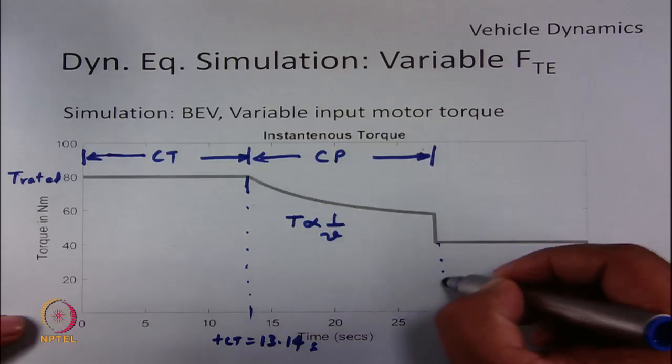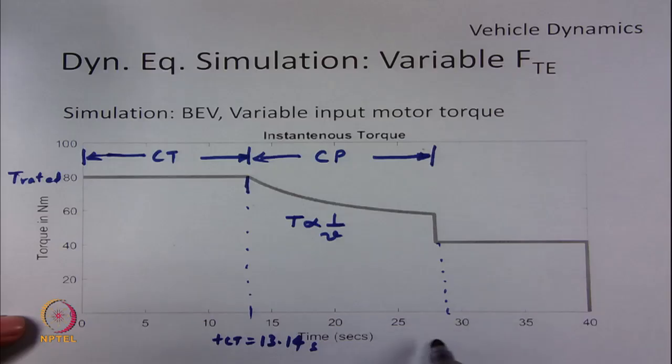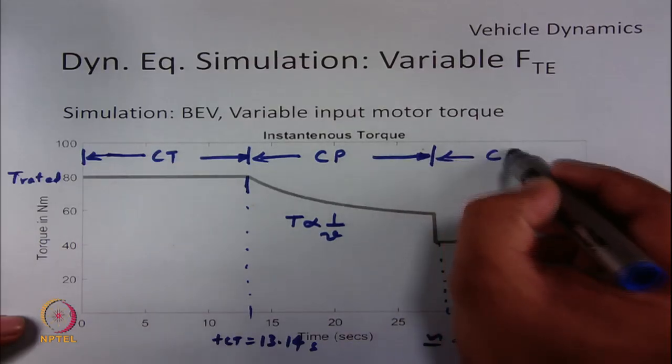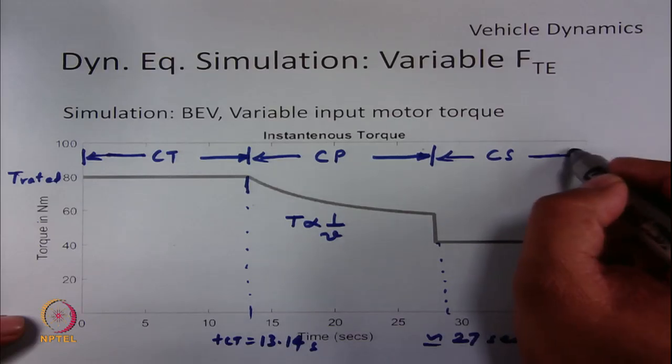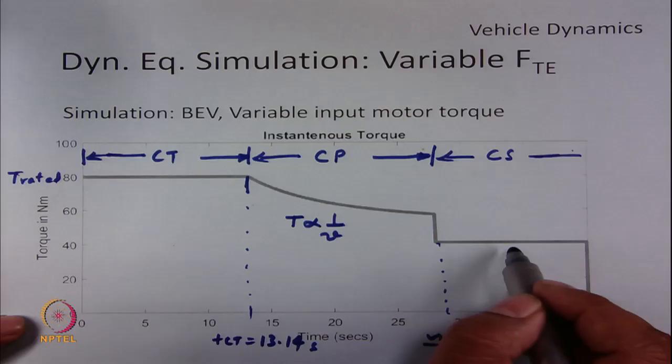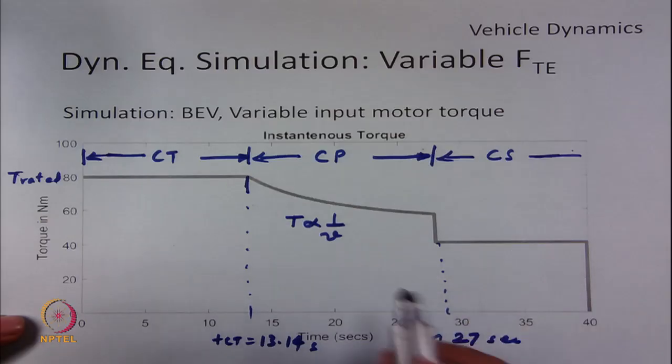Typically, the time required is around 27 seconds. In 27 seconds the vehicle will reach its maximum velocity of 70 meters per second, or 252 kilometers per hour. Once we reach the maximum velocity, we will go for the constant speed region. The torque required will be equal to the resistive forces.